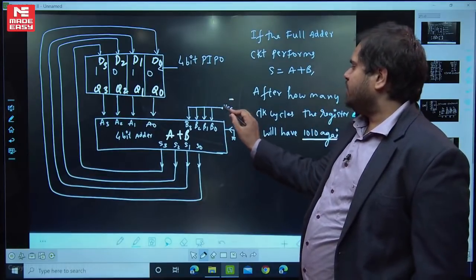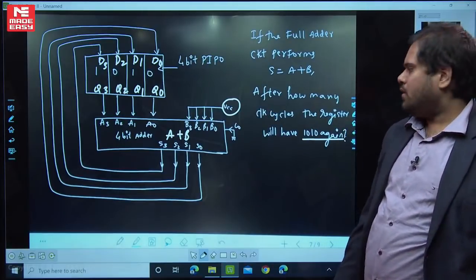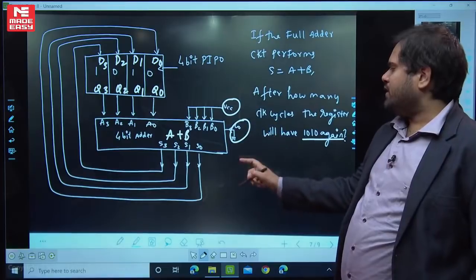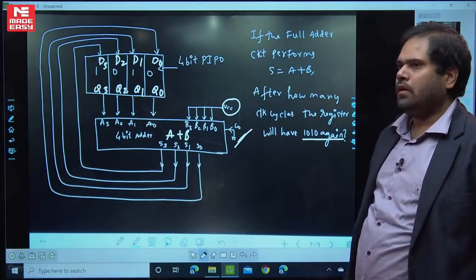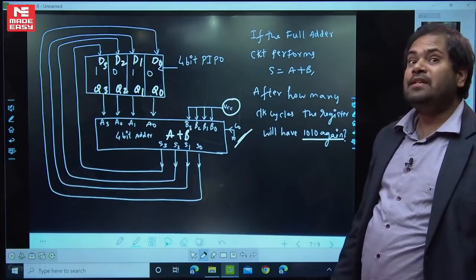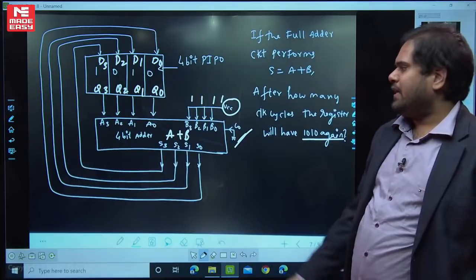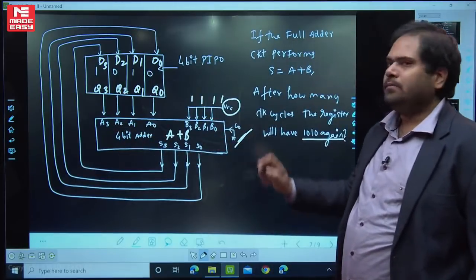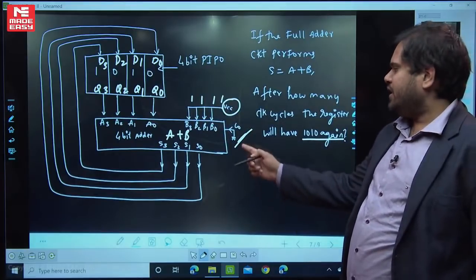The B value is fixed to VCC. Just observe here. And this C0 is fixed to 0. You can see the C0 is connected to ground. This B is fixed to VCC. VCC means 1. So that means the A values are getting added with 1 1 1 1, and the initial carry is 0.